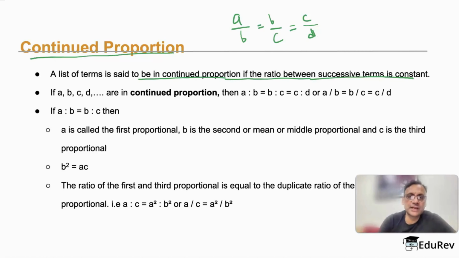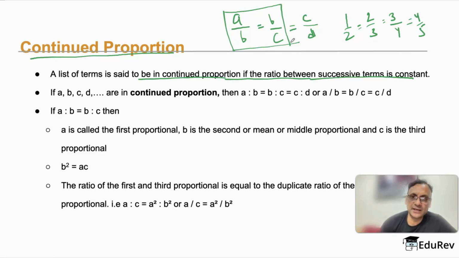You can see that the ratio of successive terms is the same. So basically first term upon second is equal to second term upon third is equal to third upon fourth is equal to fourth upon fifth. You can stretch this as much as you want. But if I just focus on this much, the ratio of the first term upon second is the same as second upon third, hence it is a continued proportion. So the ratio between successive terms is a constant. That is the important part here.